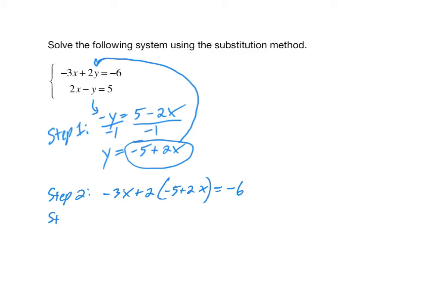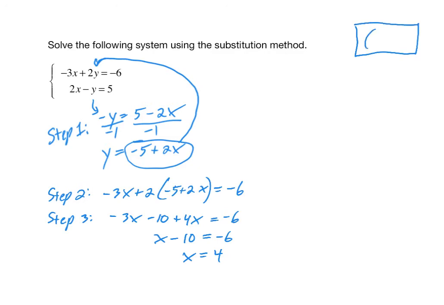That's step 3. So first we want to do some distributing here. We get -3x minus 10 plus 4x equals -6. Our next move would be to combine like terms. -3x minus 10 plus 4x is x minus 10. And we still have that's equal to -6. And then if you add 10 to both sides, you get x equals 4. Of course, 4 is not our solution. However, it is the x coordinate of our solution. So let's write that up here. We've got 4 comma something.